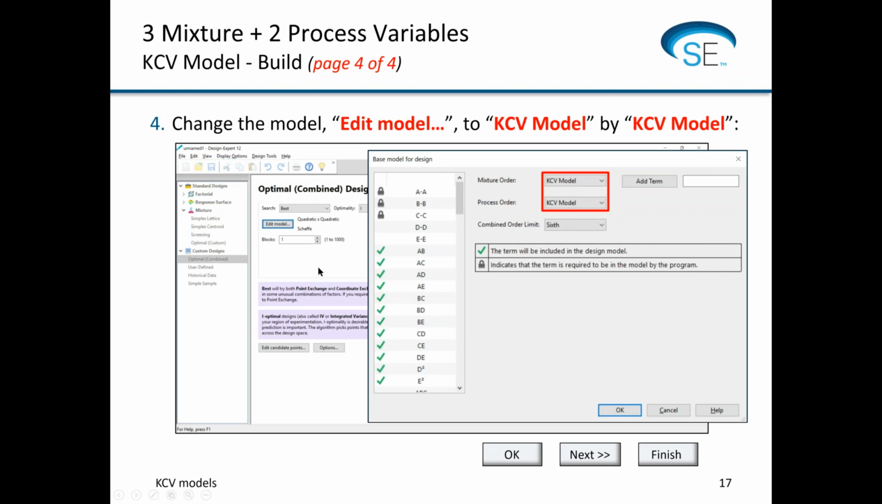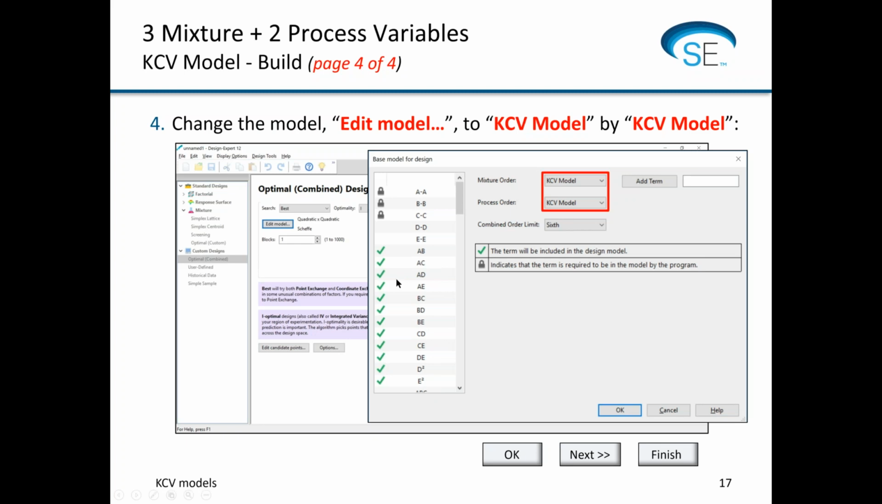Okay, then after we've defined the mixture components and the process factors, we'd go to set it up. In version 12 of the software, when setting it up, you can actually choose the KCV model. So we just choose the KCV model, and it'll give us the terms that cross the linear terms for the mixture with the linear terms for the process.